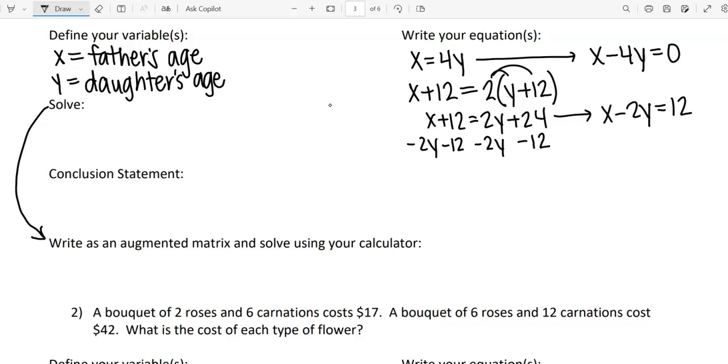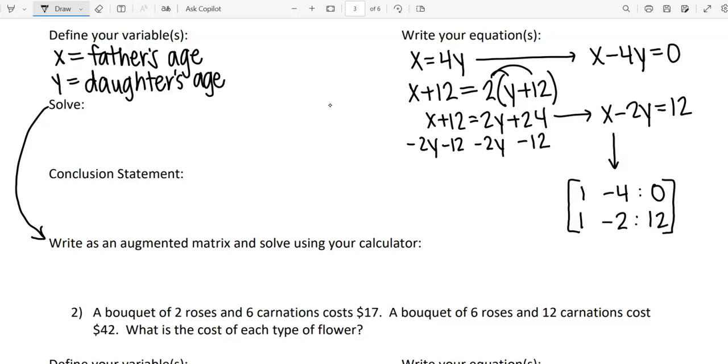Let's write this as an augmented matrix. So I'm going to draw an arrow. Augmented matrix. In front of my first x is a 1. In front of my first y is a -4. My first equation is equal to 0. My second equation in front of x is 1. In front of y is -2. It's equal to 12.